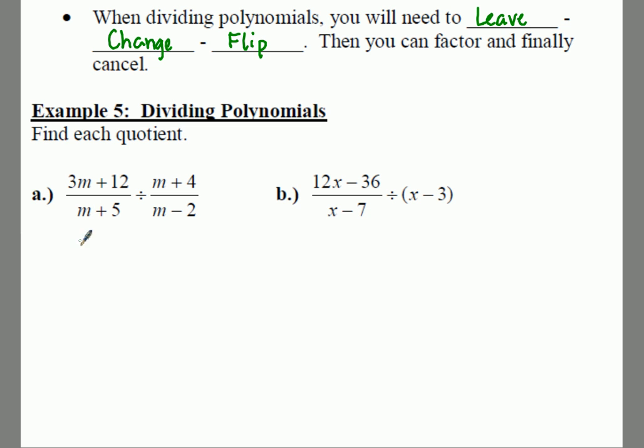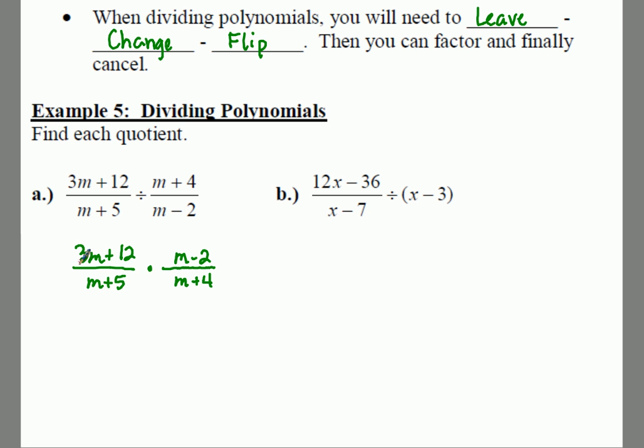So we're going to leave this as 3m plus 12 all over m plus 5. We're going to change our division into multiplication, and this is going to become an m minus 2 on top and m plus 4 on the bottom. So we've flipped it. So let's go and factor.